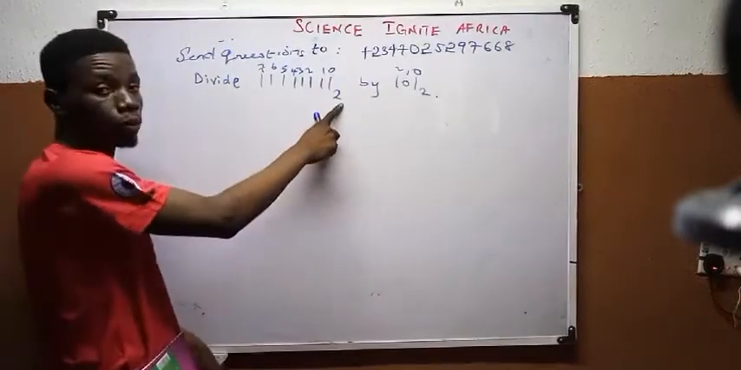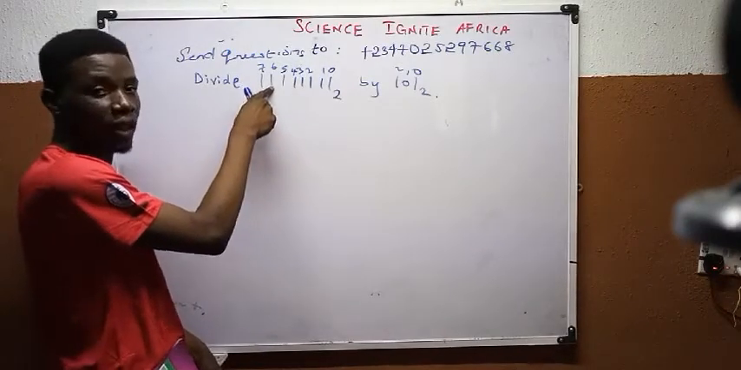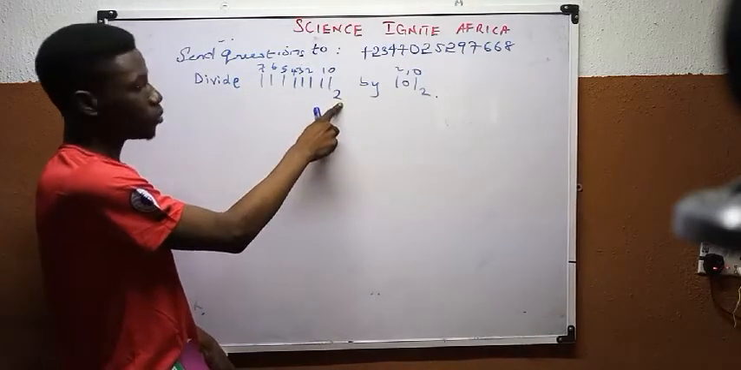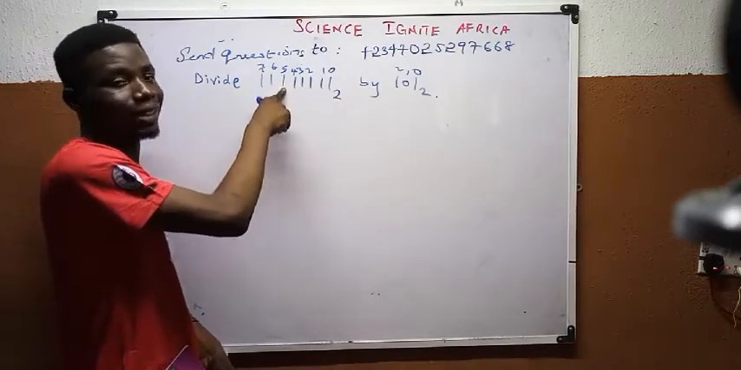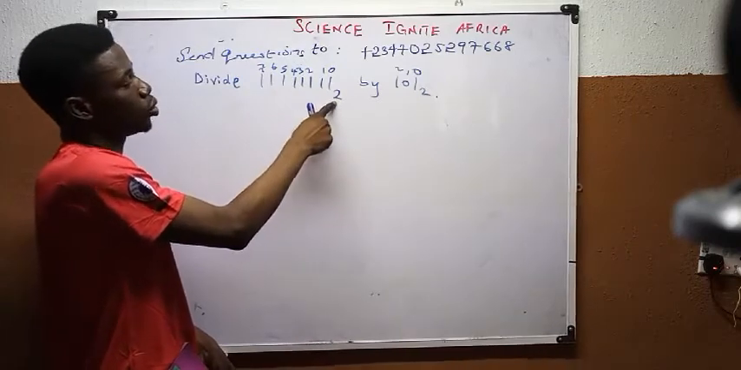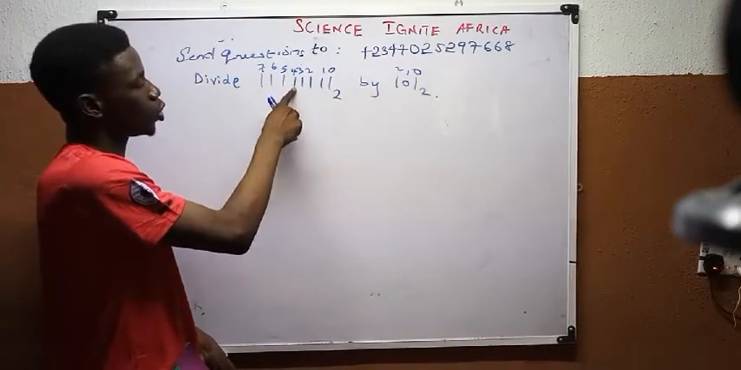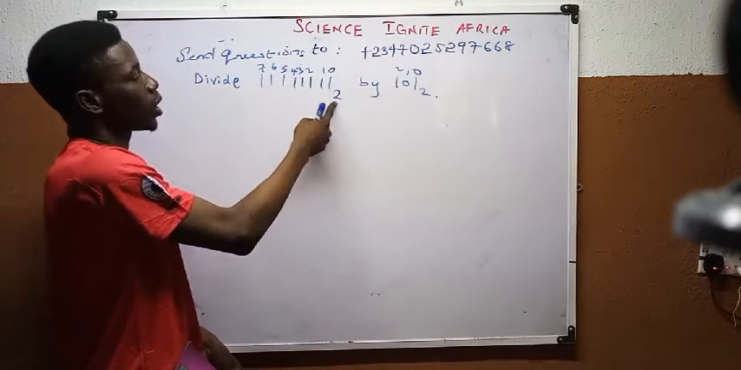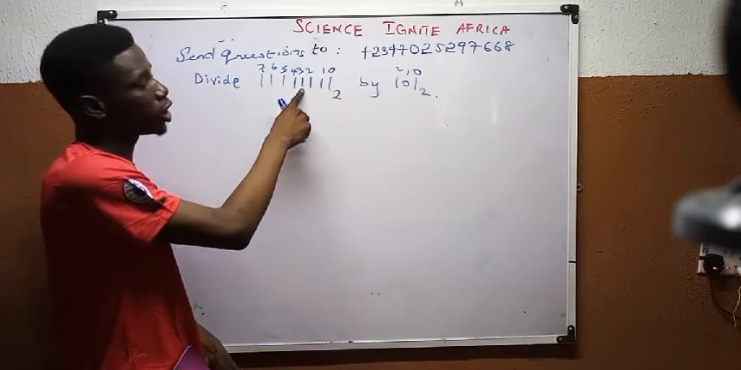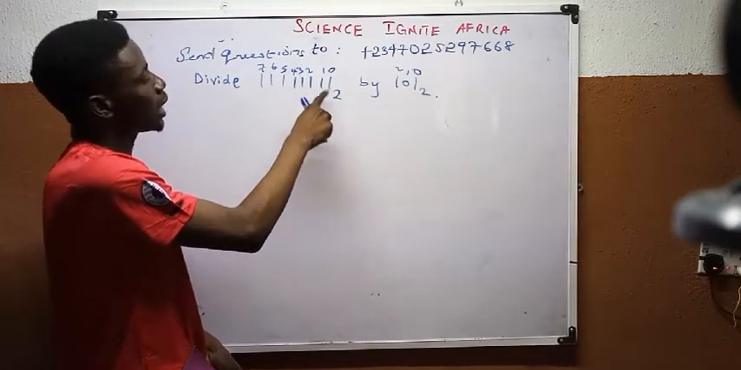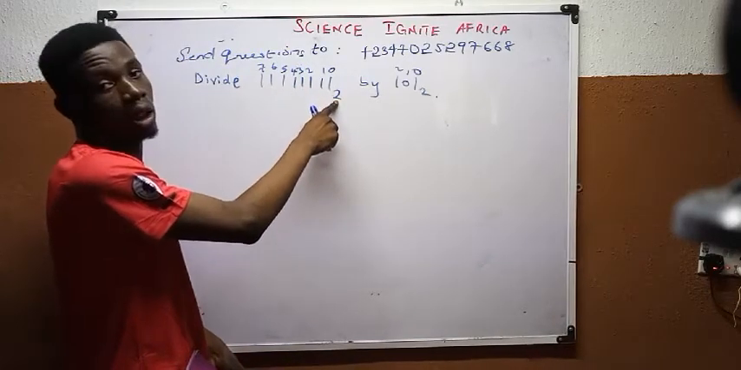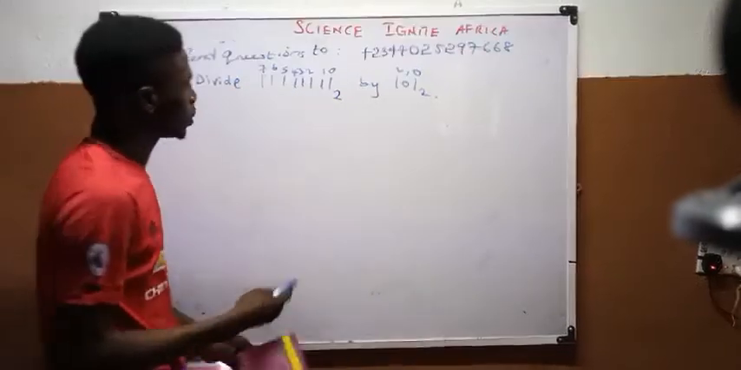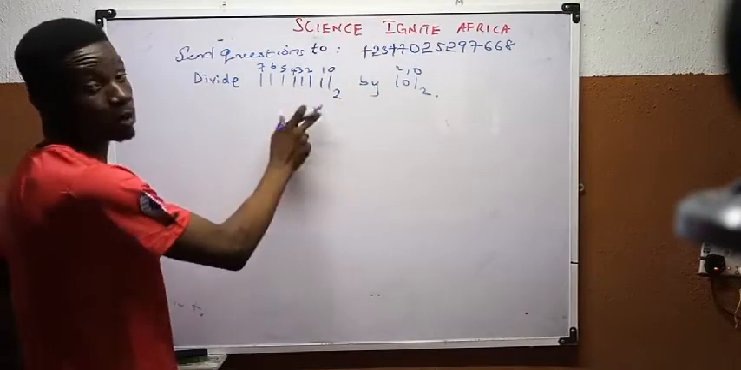So 1 times 2, that's 2. 2 plus 1, that's 3. So I got 3 here. 3 times 2, that's 6. 6 plus 1, that's 7. 7 times 2, that's 14. Then 14 plus 1, that's 15. 15 times 2, that's 30. 30 plus 1, that is 31. 31 times 2, that is 62. Then 62 plus 1. I hope we have not reached. So let's start over again.